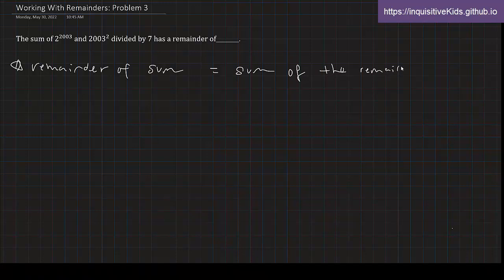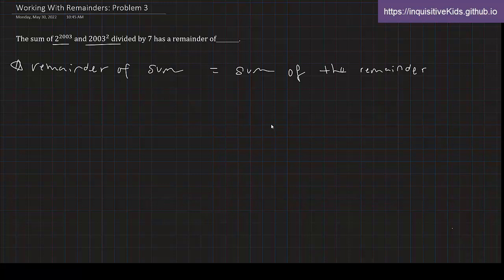So what I'm saying is, instead of actually calculating 2 to the 2003rd power and adding that with 2003 to the second power, and then taking that sum and dividing it by 7 to find the remainder, we can find the remainder divided by 7 of each of these numbers separately and then add them. So that's everything that this rule, this property, is saying right here.